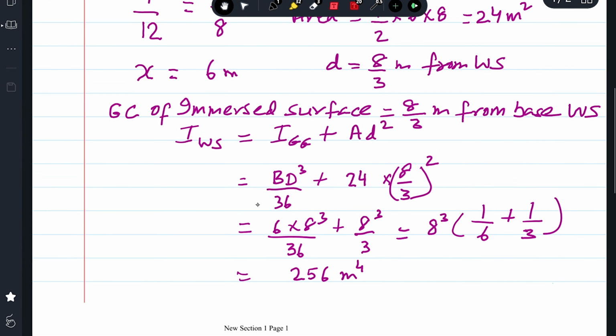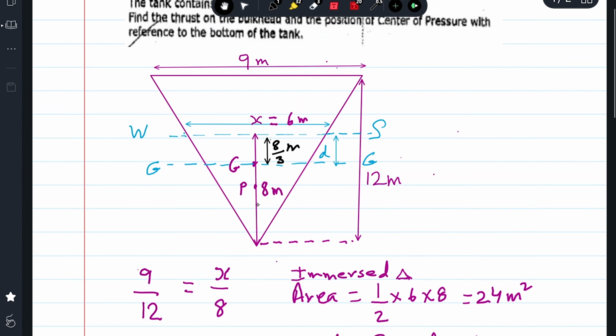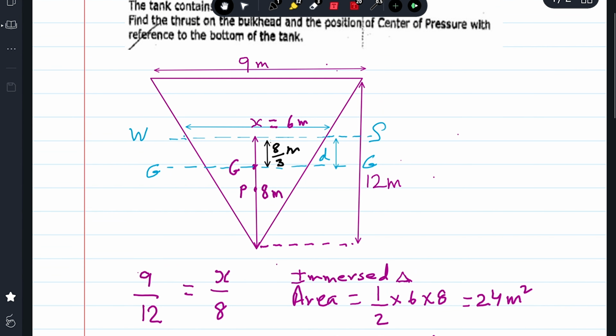So why I picked up this question is just to be very careful that it's a simple triangular bulkhead, but it is not fully immersed. So we have to focus on the part of the bulkhead which is below the water level, the area of the bulkhead below the water level. Then the centroid is also of the immersed surface area. We have to find the centroid of the immersed surface area and its distance from the water surface.